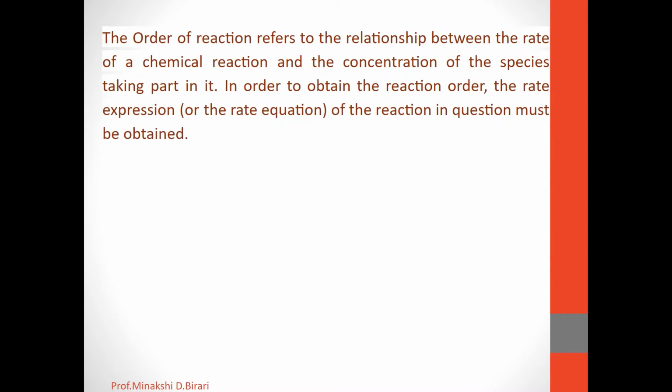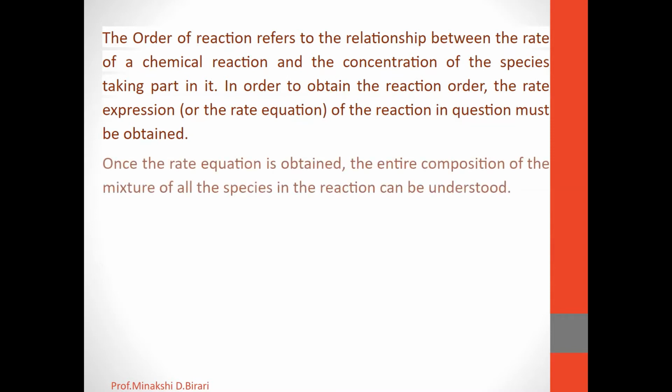The order of reaction refers to the relationship between the rate of chemical reaction and the concentration of the species taking part in it. In order to obtain the reaction order, the rate expression or the rate equation of the reaction in question must be obtained. Once the rate equation is obtained, the entire composition of the mixture of all the species in the reaction can be understood. So what is the order of reaction?